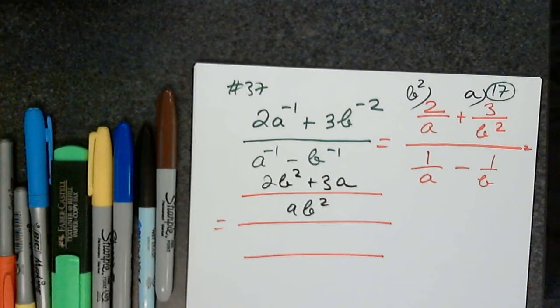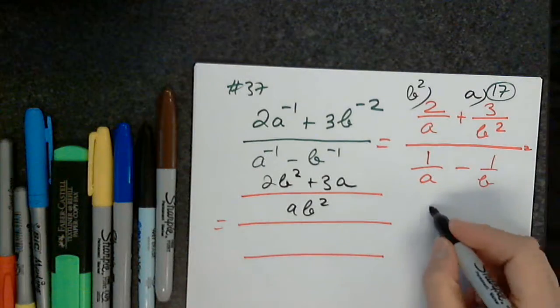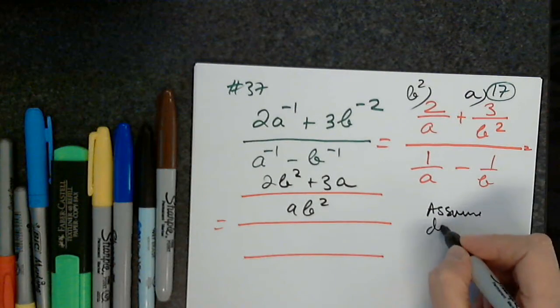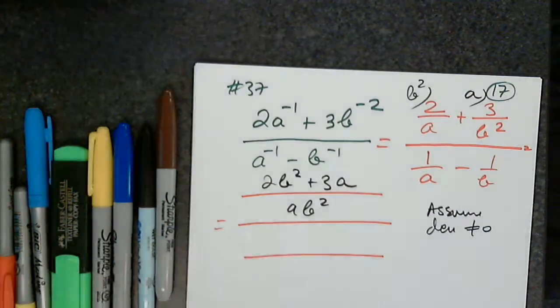You don't have to state restrictions if there are two variables in the problem. You have to, but I don't want to make it complicated. So if you get something like this, you don't have to write restrictions. You can just say on the side, assume denominators are not 0. I'm fine with that. I'm not really interested in two variables or more.